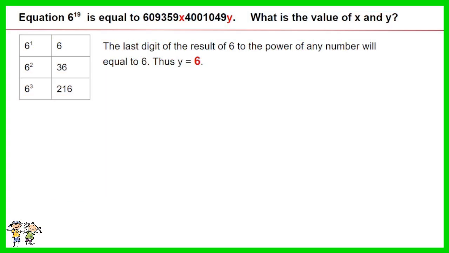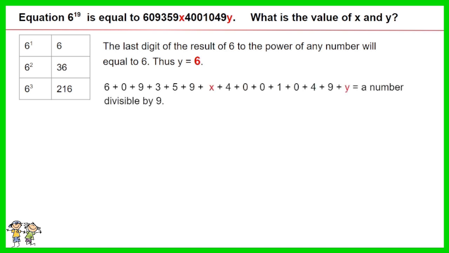Answer for question 11. Notice the last digit of the result of 6 to the power of any number will equal 6. Thus y equals 6. The total of digits 6 plus 0 plus 9 plus 3 plus 5 plus 9 plus x plus 4 plus 0 plus 0 plus 1 plus 0 plus 4 plus 9 plus y is a number divisible by 9.